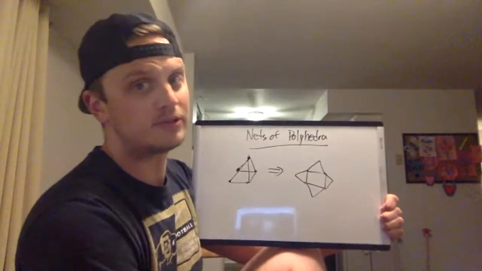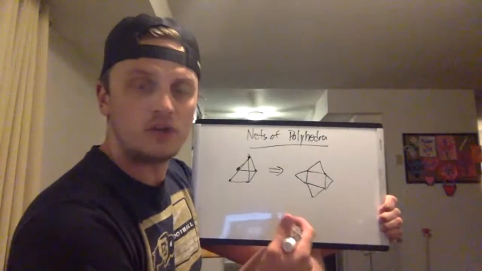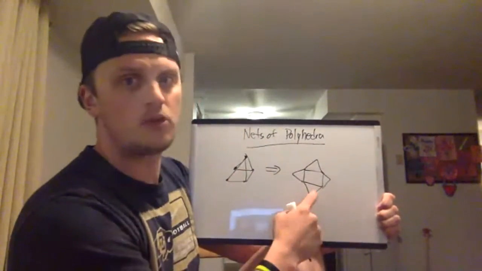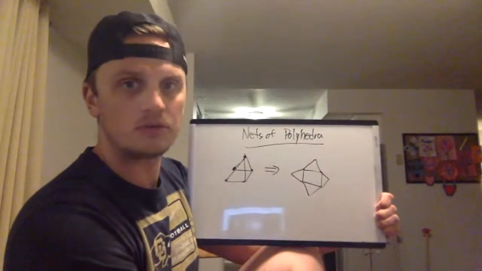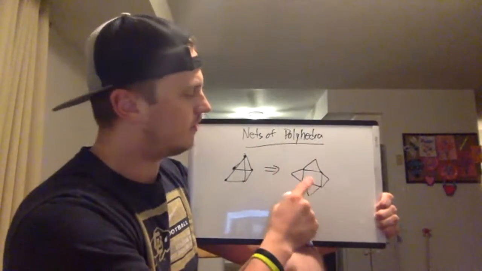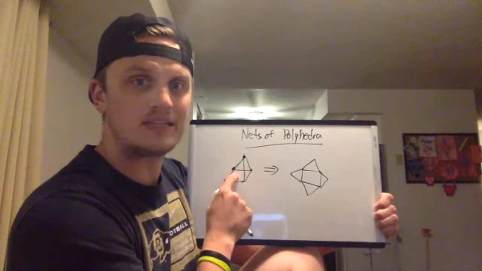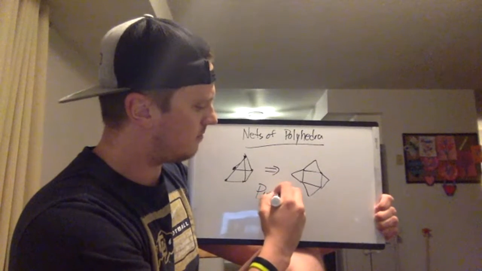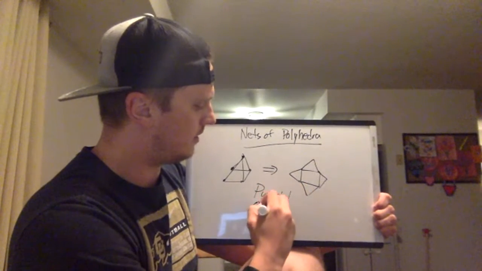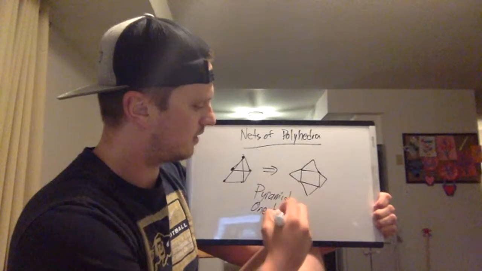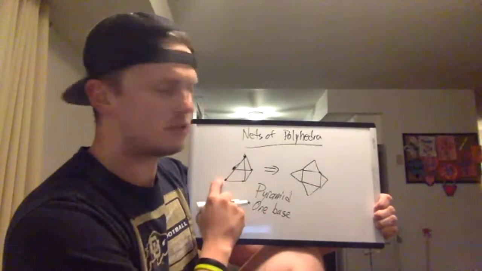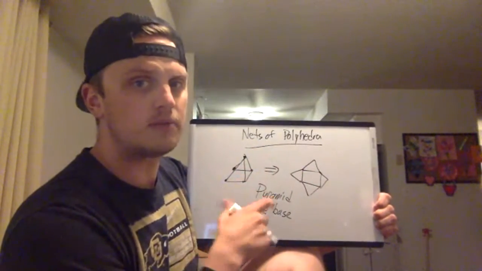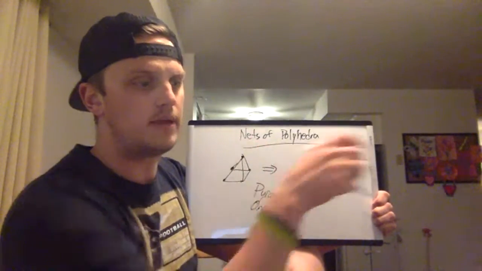Keep in mind, boys and girls, not the greatest artist here, but if you were to take this pyramid and cut it open on its edges, you'd be able to lay it flat and get a net that looks similar to this. You know that these are going to match because you have a square base here and you have a square base here. And I know that it's a pyramid because there's only one base. Going from this direction to this direction, or this direction to this direction, we're always going to know that it's a pyramid because it only has one base.